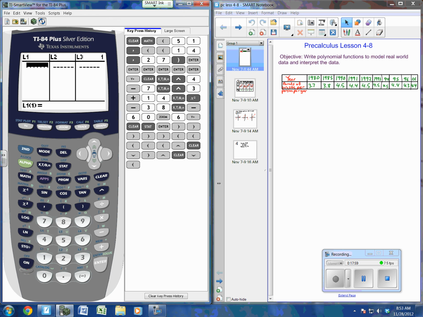All right, now what we're going to do under list 1 is put the dates. 1980, 1985. We're going to put in the full years because 1980 and then it goes to 01. If we just put in 80 and then 01, the calculator might not understand that. So we're going to hit 1980 for the first year and hit enter. Next one is 1985. Put that in and hit enter.